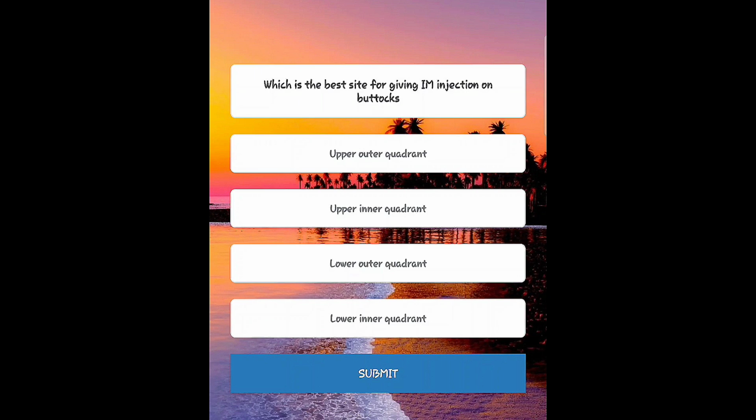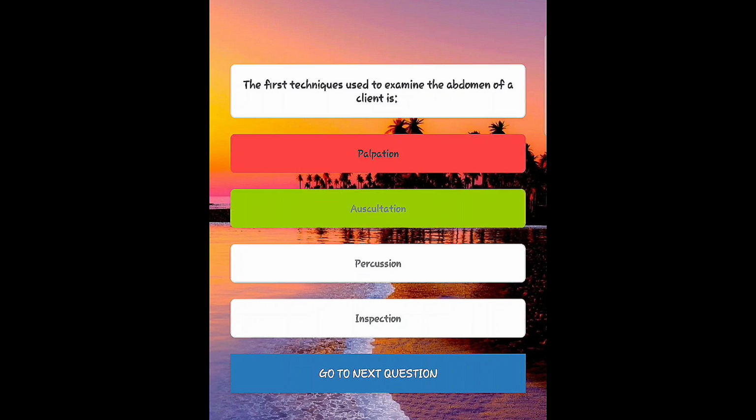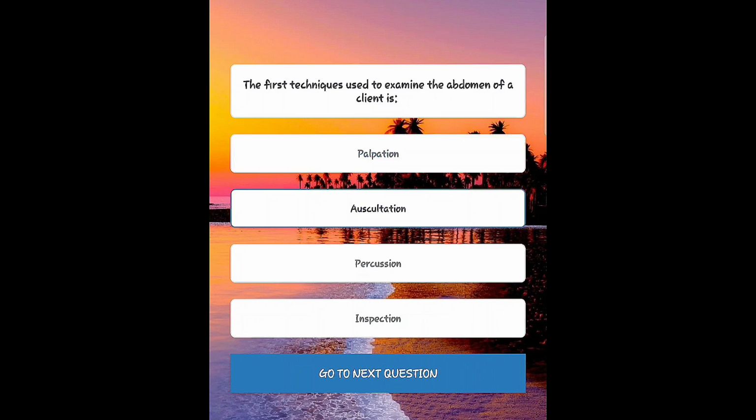Everyone should know this. Which of the following cannot be seen in a depressed client? Increased energy. Definitely the person would be inactive, with sad facial expression, slow monotonous speech, definitely not increased energy. The first technique used to examine the abdomen of a client is palpation. Is it inspection? Let's go with palpation first. Auscultation. Yeah, auscultation is the answer.